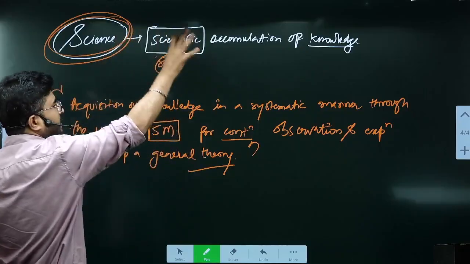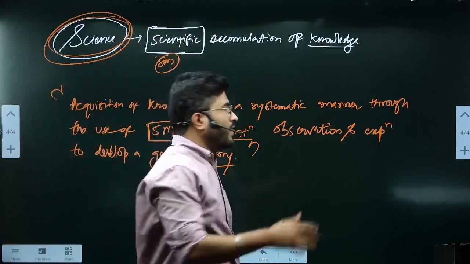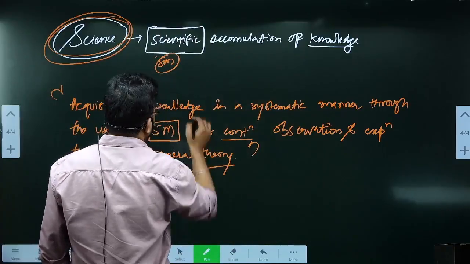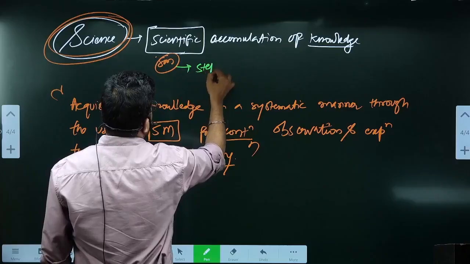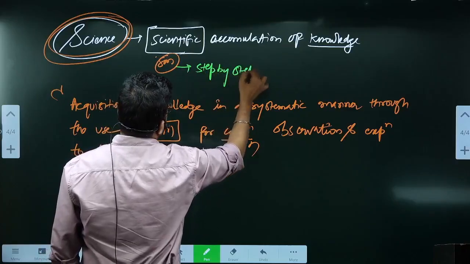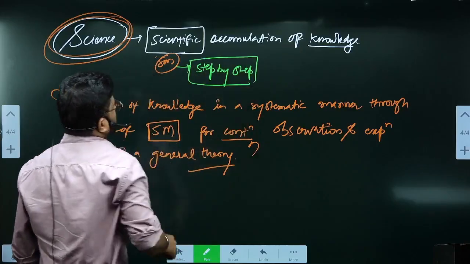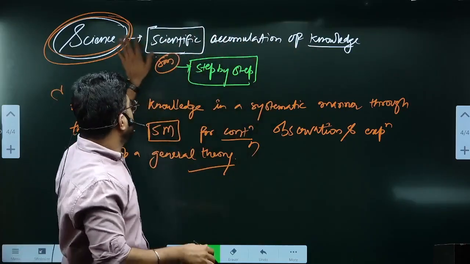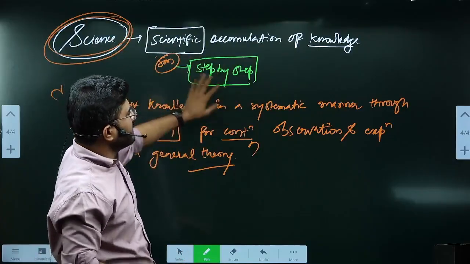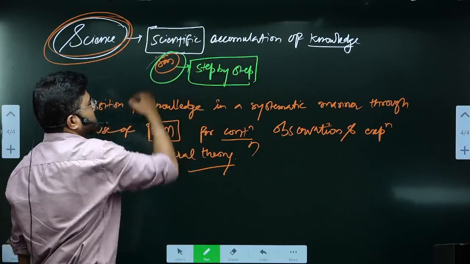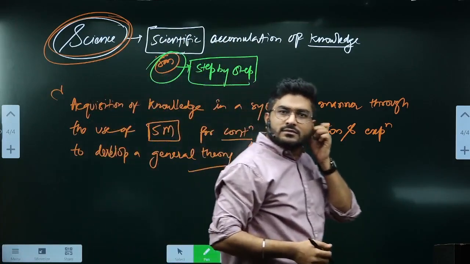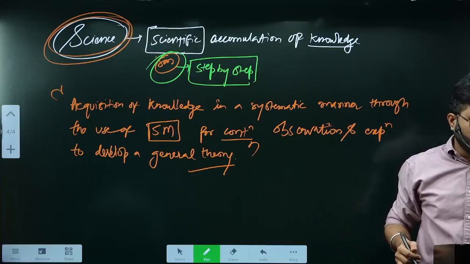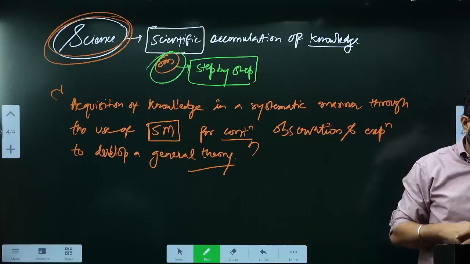Science is nothing but scientific accumulation of knowledge. Now, why do we call it scientific? Scientific generally means it is done step by step. The accumulation of knowledge in a step-by-step process is nothing but science. And what is this step-by-step process? This is nothing but scientific method. Getting my point? So that is a simplistic approach which we can use.